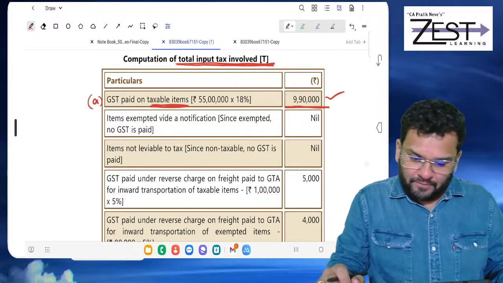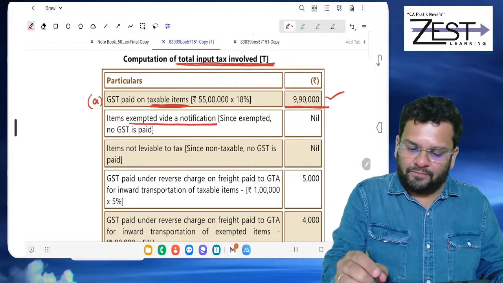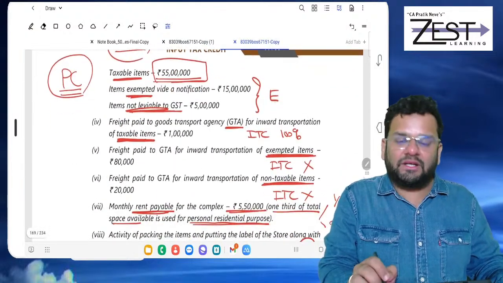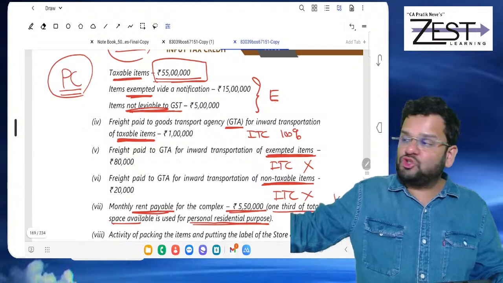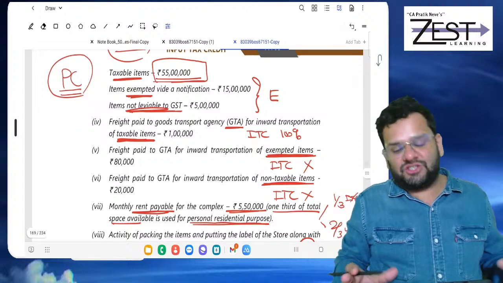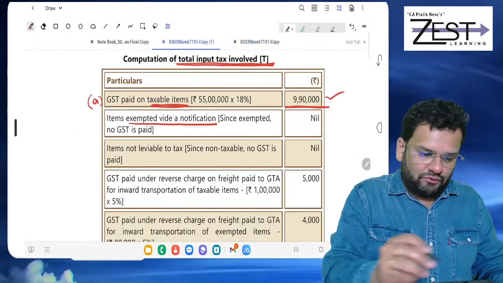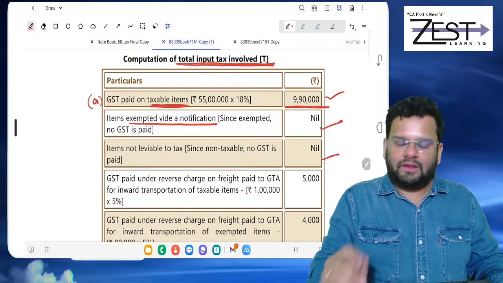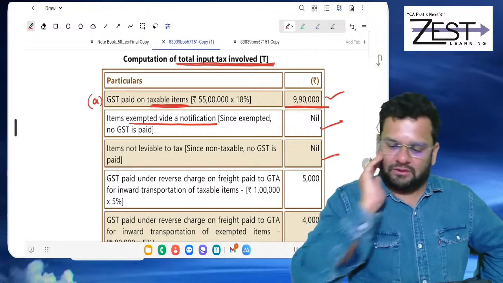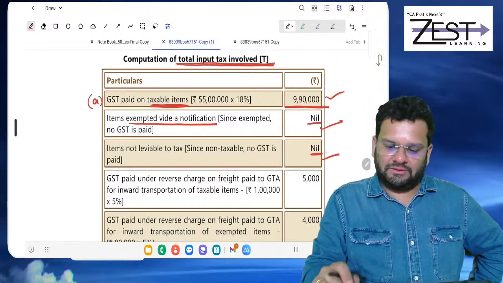Next, items which are exempted vide notification. See this. On these exempted items which you have bought, while buying them, there is no GST on them. So 0 will be ITC. If you have not paid any GST on them while purchasing, then it will be nil and nil. Do you all agree with me on this?